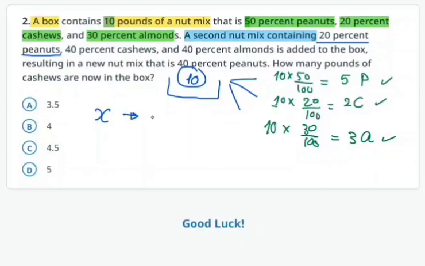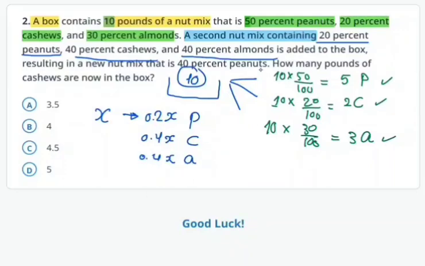We need to calculate 20% peanuts. 20 over 100, let's say 0.2. 0.2 X, this is for peanuts. 40% cashews: 0.4 X cashews. And 40% almonds: 0.4 X almonds. The second nut mix is added to the first box, resulting in a new nut mix that is 40% peanuts. And the question is focusing on how many pounds of cashews are now in the box.